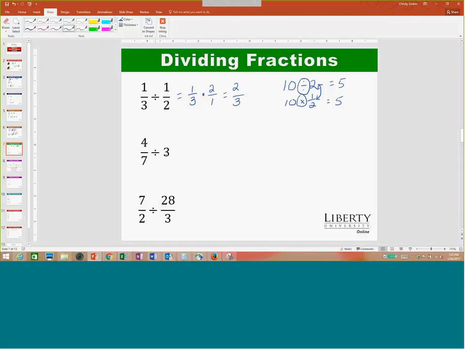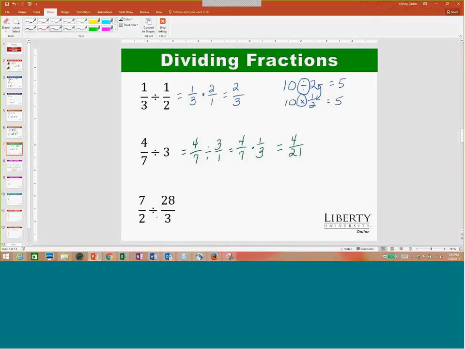Example, 4/7 divided by 3. 3 is a whole number. Remember, when we're doing operations with fractions, we need to change any whole number to become a fraction. So let's change 4/7 divided by 3 to be 4/7 divided by 3 over 1. So we're going to have to change division into multiplying by the inverse of 3 over 1, which is 1 over 3. Multiply across the numerator, 4 times 1 is 4, and across the denominator, 7 times 3 is 21. So 4/7 divided by 3 is 4 over 21.